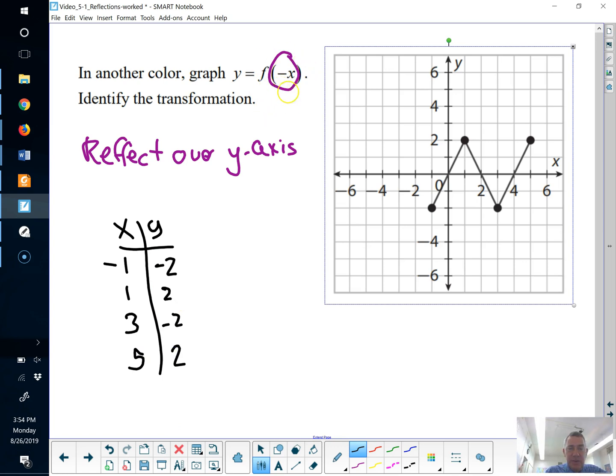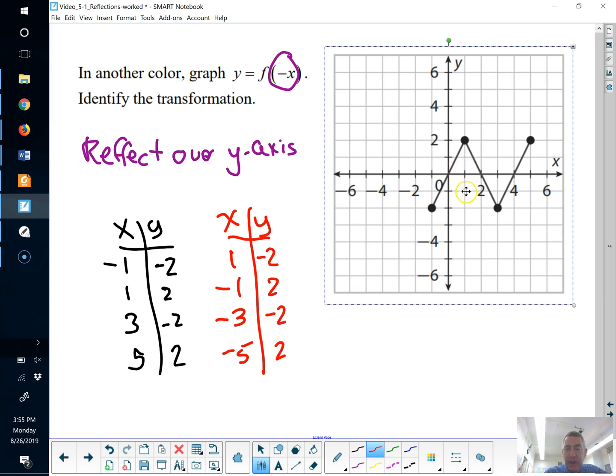If I'm going to reflect over the y-axis, I'm going to take my points and, as you see from the equation, the x's change sign. So my new x, y will be x values 1, negative 1, negative 3, negative 5. The y's will stay the same: negative 2, 2, negative 2, 2.